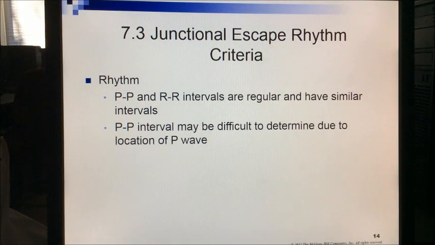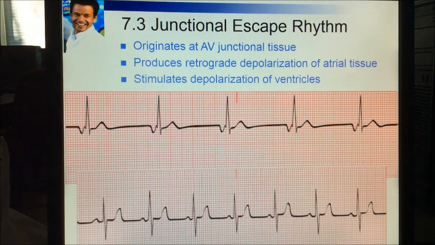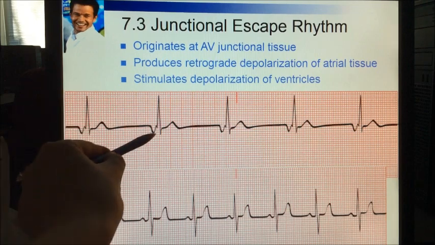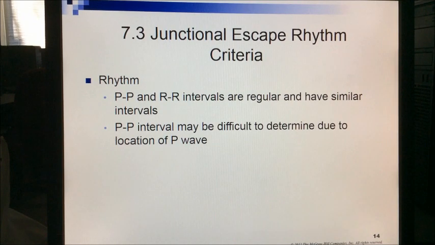You see the QRS complexes still look really good. The PP and RR intervals are still regular, so let's look back. See, it's still a nice regular rhythm. But remember, those PR intervals are very short. Look how short this PR interval is. It's extremely short, so notice that.